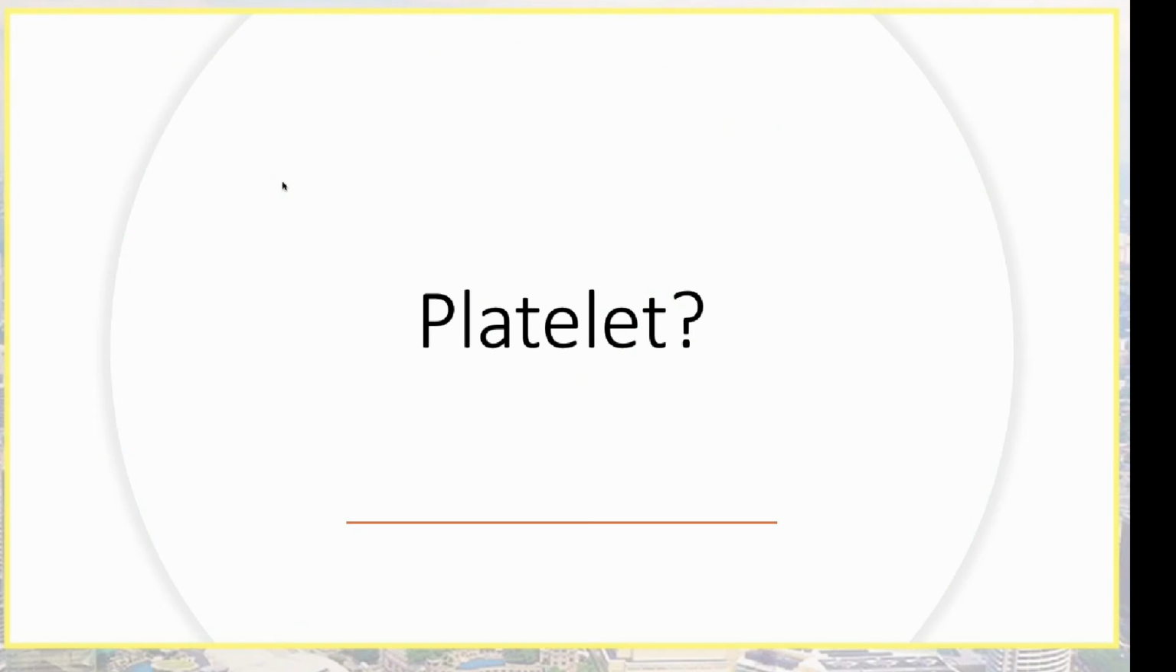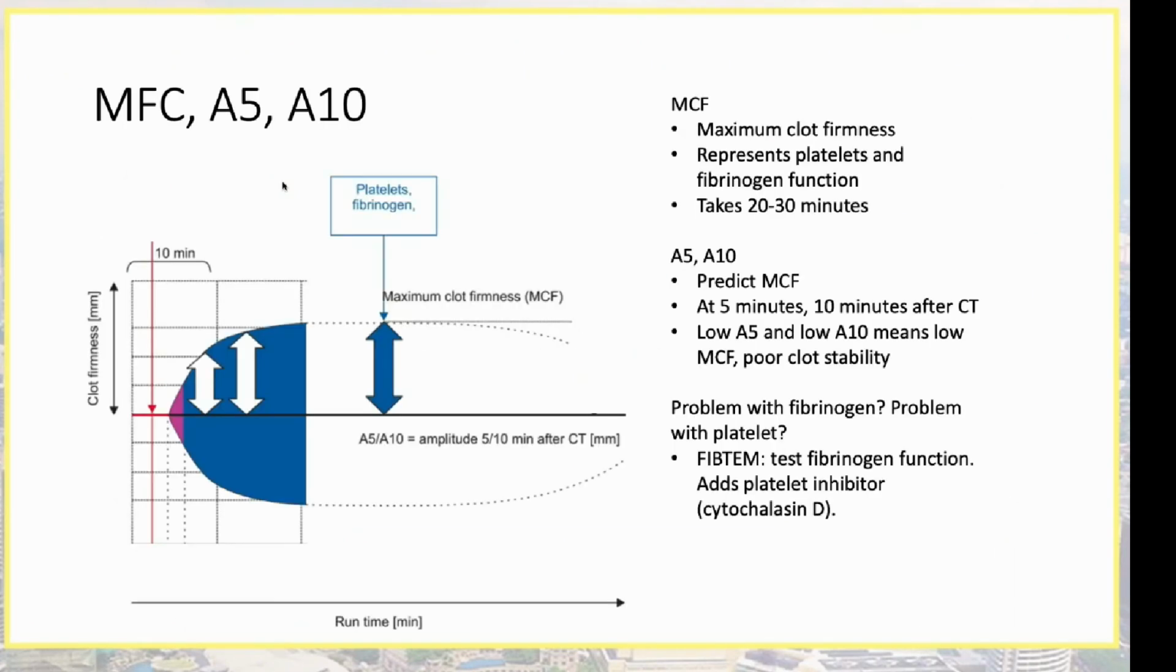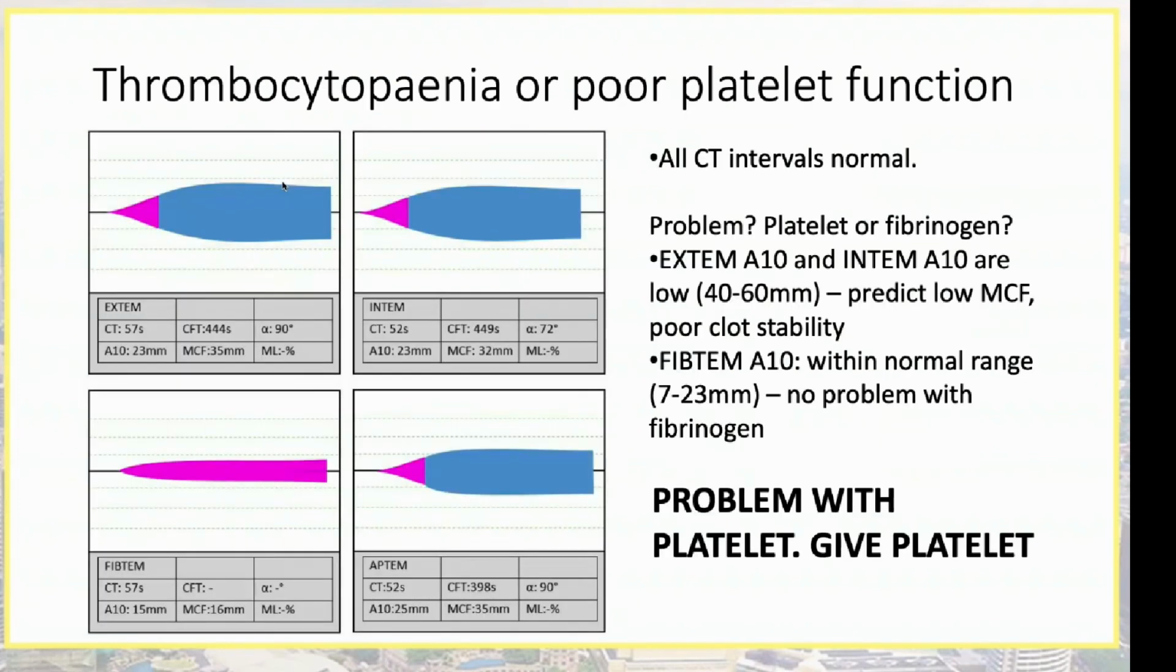Okay, the next question is platelet. For platelet, we look at the EXTEM and also the FIBTEM. Just look at the EXTEM. You can see the A10 is actually low. Normal is about 40 to 60. In this case, it's 23. Then we have to decide whether platelet or cryoprecipitate. So we look at the FIBTEM, and when we look at the FIBTEM, the A10 is basically normal. So we know the fibrinogen level is adequate. So in this case, we need to give platelet.